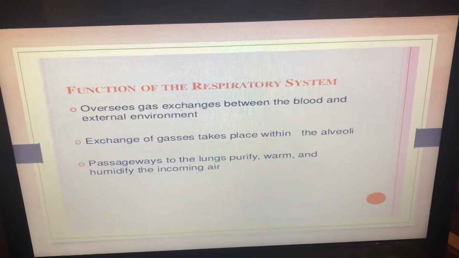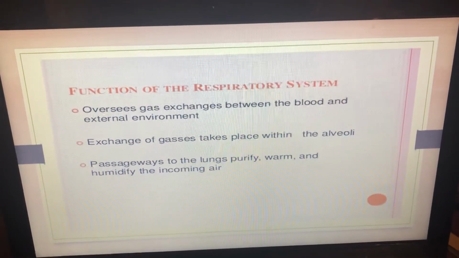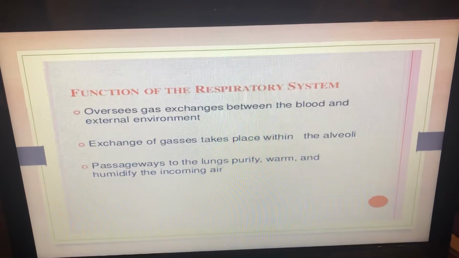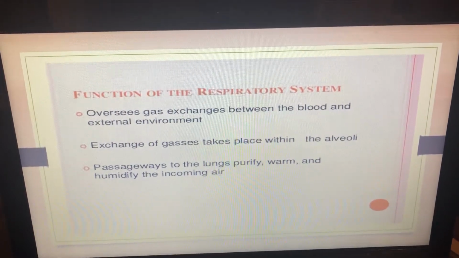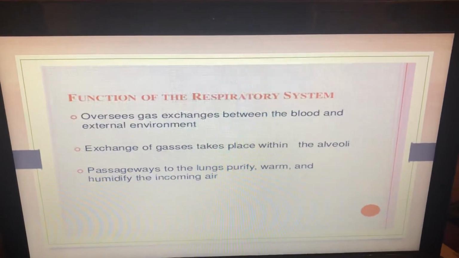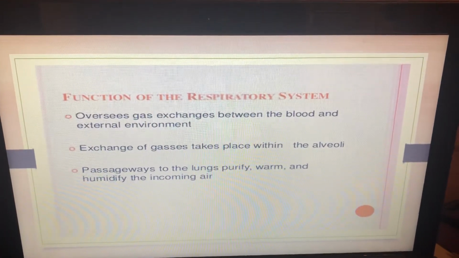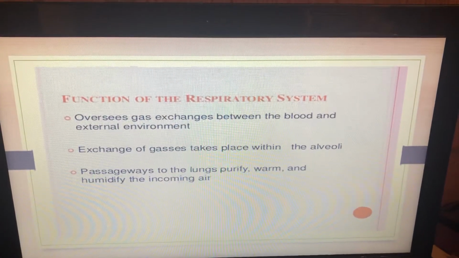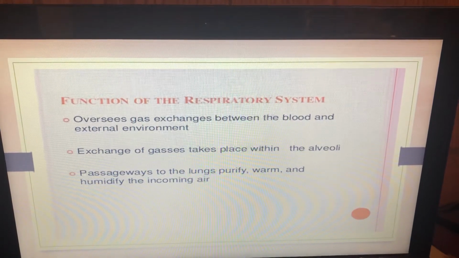Function of the respiratory system: oversees gas exchanges between the blood and external environment. Exchange of gases takes place within the alveoli. Passageways to the lungs purify, warm, and humidify the incoming air.